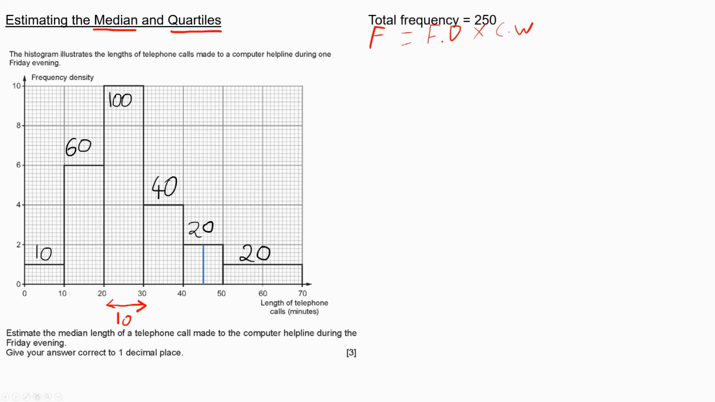What we need to do now is work out, now that we've worked out the total frequency, if we want the median, we need to halve this, which will give us the position of the median. We can see the median is the 125th call.